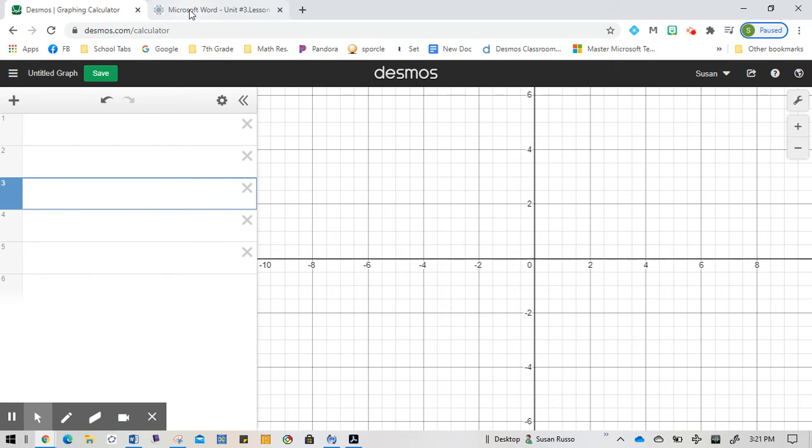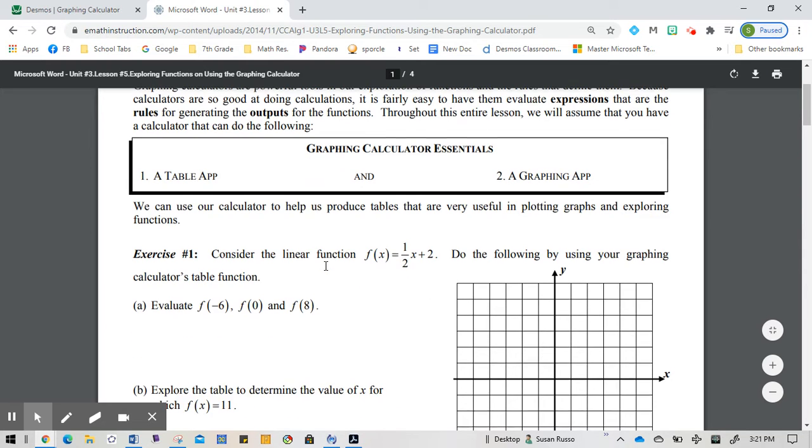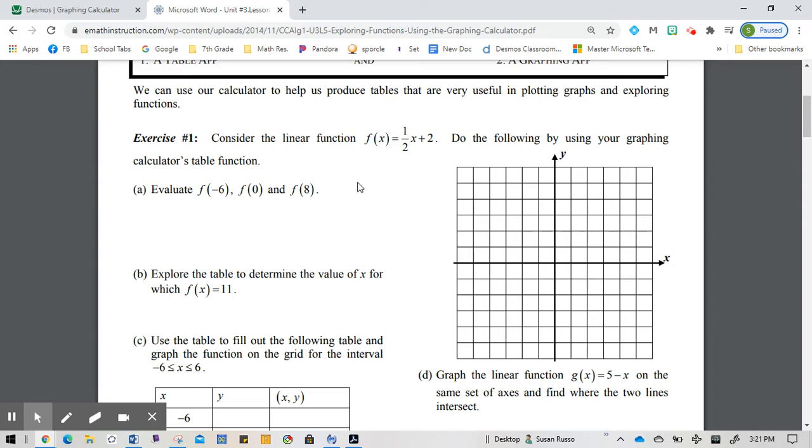Okay. So I'm going to go back to the PDF and read through here. It says graphing calculators are powerful tools. That is true. We use them for all kinds of things. And for this first exercise, we'll do this first question. I'm going to do two or three little shorter videos today. So I'm going to consider this linear function, f of x equals this, and it says do the following using your calculator's table function. So it wants us to evaluate this function at 3 different points.